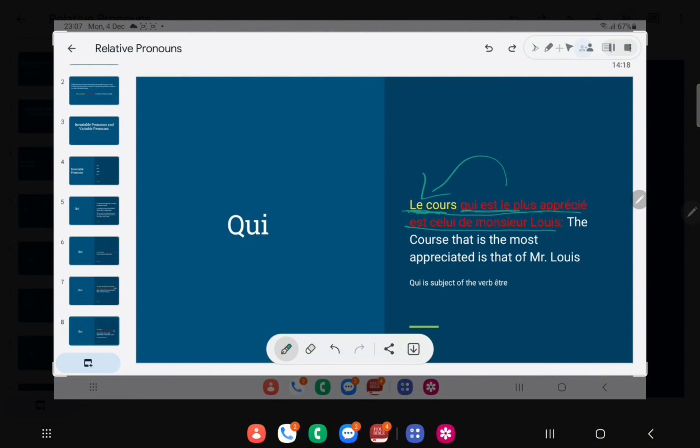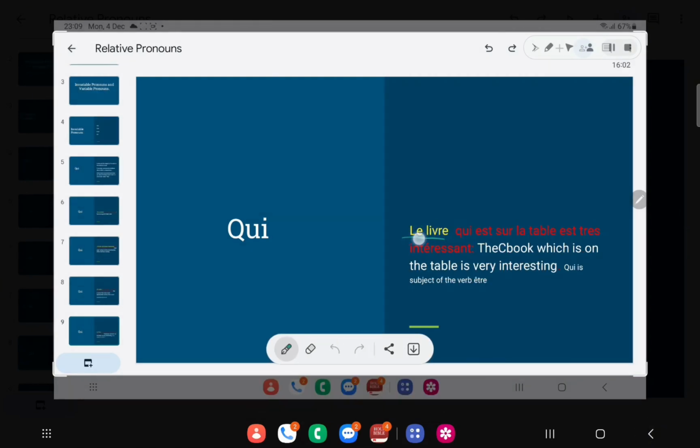Qui is also serving as a subject in this relative clause. As I mentioned there, subject in the sense that qui is the subject of the verb. It is the one carrying out this verb, être. Next example. So we have the main part of the sentence, the main clause actually, and then we have the relative clause which provides us with information about the main clause.